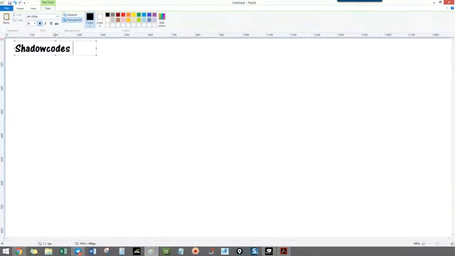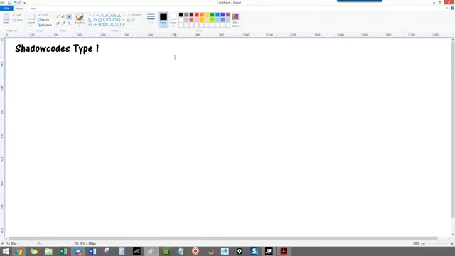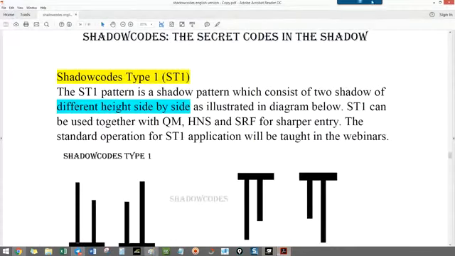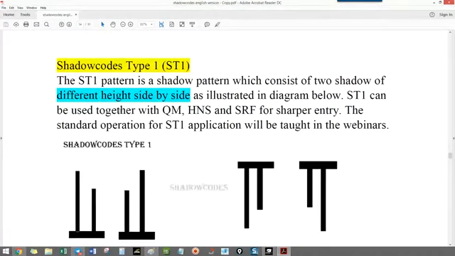First, type 1. Okay, let's open the ebook. So for Shadowcode type 1, I will read the description.